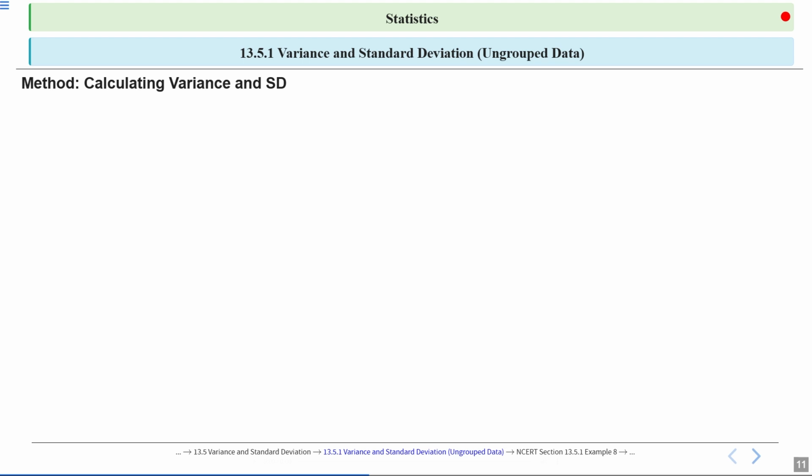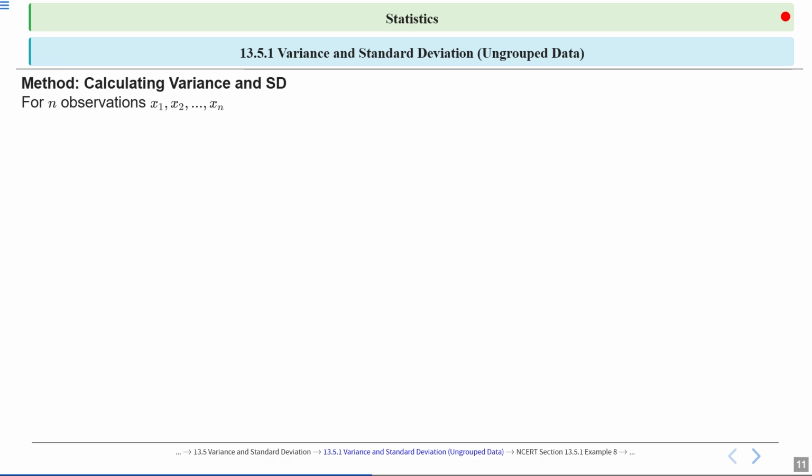Now we are going to learn how to calculate variance and standard deviation, which are two important measures in statistics. This helps us understand how spread out or clustered our data is. So we will break down the process step by step so you can see exactly how each part works.